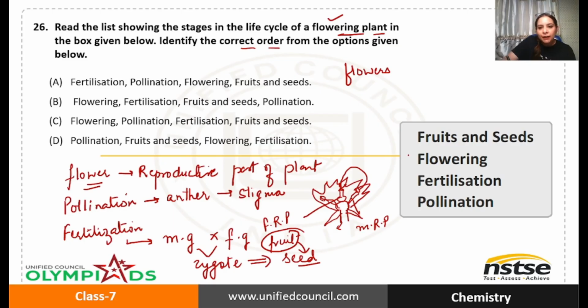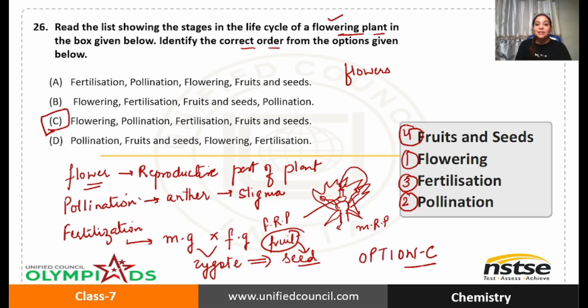But the correct order is flowering, followed by pollination, then fertilization, and lastly we have fruits and seeds. So this order you can see is option C. Therefore, the correct answer is option C. This is how you have to find the correct answer.